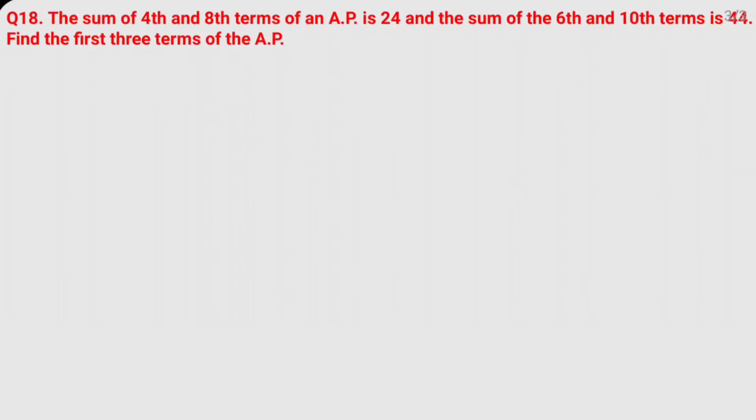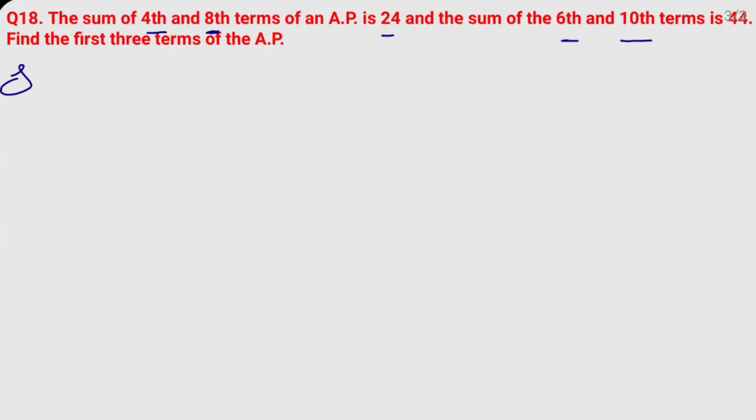Well students, look at the next problem. The sum of 4th and 8th terms of an AP is 24 and the sum of the 6th and 10th terms is 44. Find the first 3 terms of the AP. So here they given sum of 4th and 8th term is 24. It means A4 plus A8 equal to 24, and also they given the sum of 6th and 10th. It means A6 plus A10 is 44. Then find out the first 3 terms of this AP.